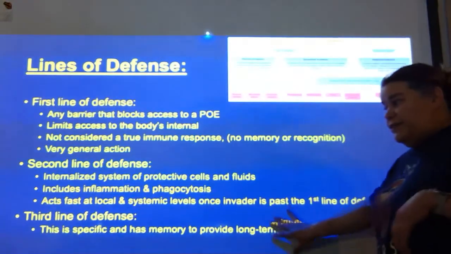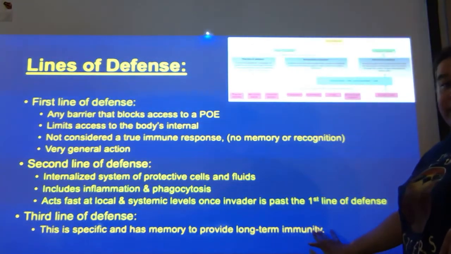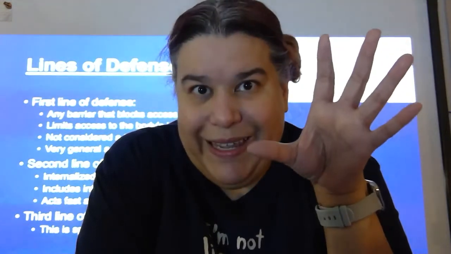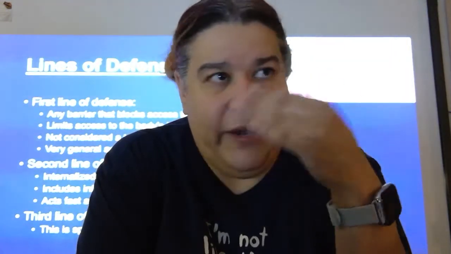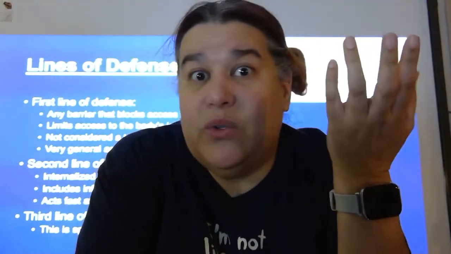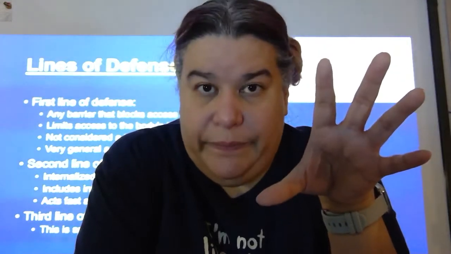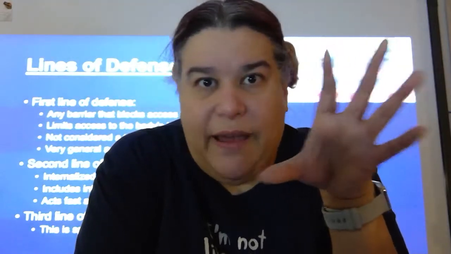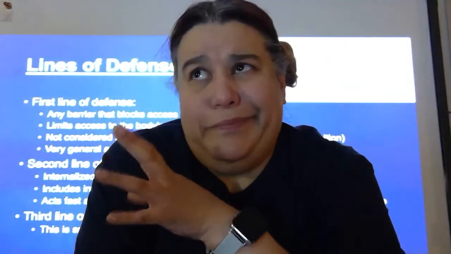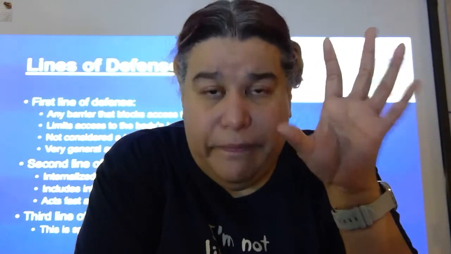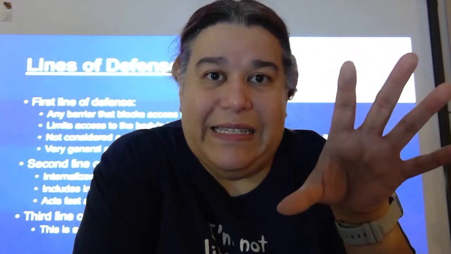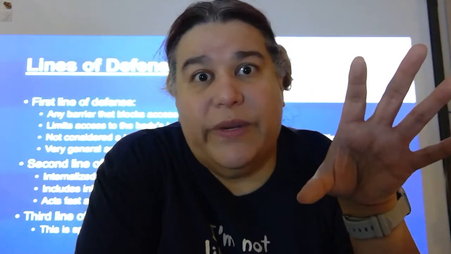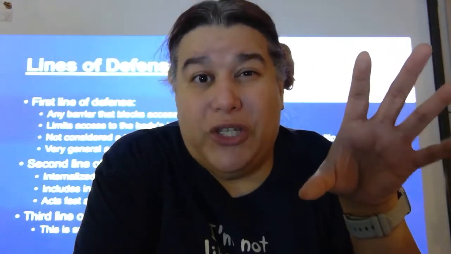Third line of defense, this is specific and it has memory to provide a long-term immunity. The thing about specific immunity, the first time we get exposed to a pathogen, whatever it happens to be, the cold, measles, whatever, when we get exposed, we create an army to fight that specific thing. It's not for chickenpox. It's not for herpes. It's literally just for measles. That army stays with us. And if the measles ever comes back into our body, if it ever decides that it wants to revisit, we already have an army established from that first encounter.